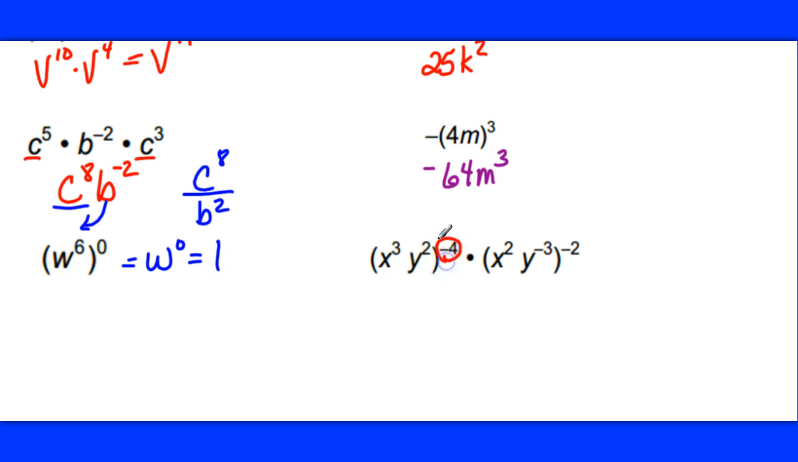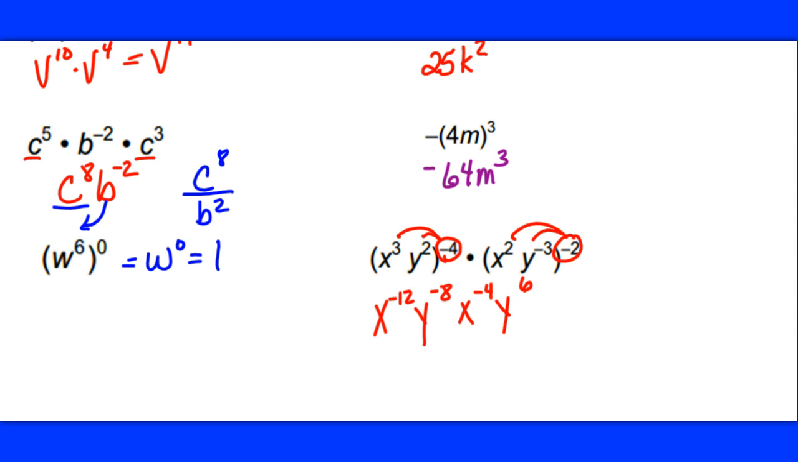All right, and then here we go. This exponent right here goes here and here. So x cubed taken to the negative 4th power is x to the negative 12th. Y squared taken to the negative 4th power is y to the negative 8th. Over here, this one goes here and here. X squared taken to the negative 2 power is x to the negative 4. And y to the negative 3rd taken to the negative 2 power. Negative 3 times negative 2 is positive 6.